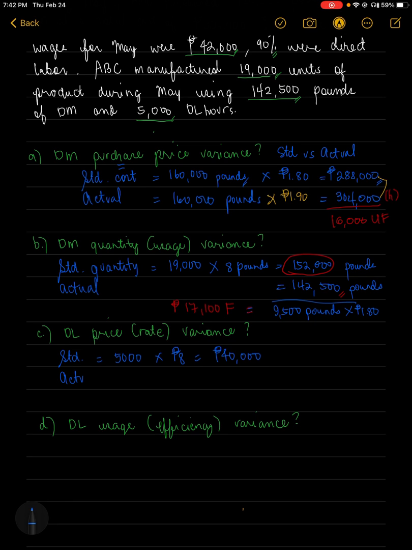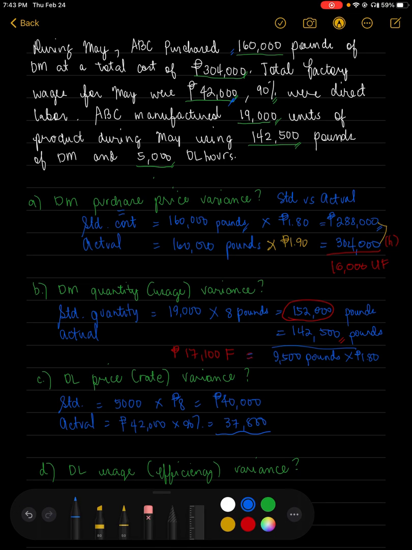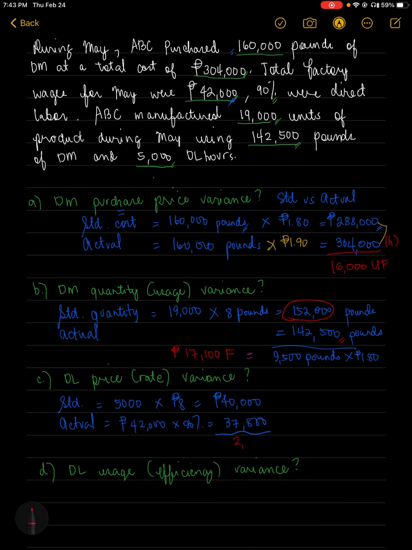Okay? And the actual, how much is the actual? Based on the problem, the factory wage is 42,000. Okay, 42,000 is the factory wage. However, 90% lang dito ang direct labor. So, you'll be getting the 90% of 42,000 and it will give you 37,800. So, you'll be getting the difference ng dalawa na to. It will give you a difference of 2,200. And that 2,200 is considered to be a favorable variance. Again, why is it favorable? Because the actual here now is lower than the standard.